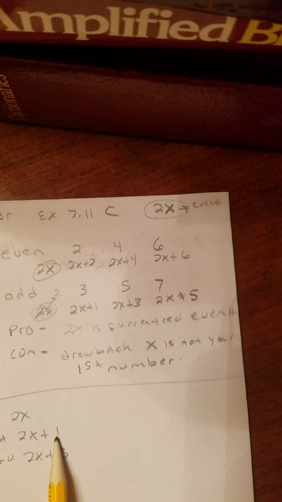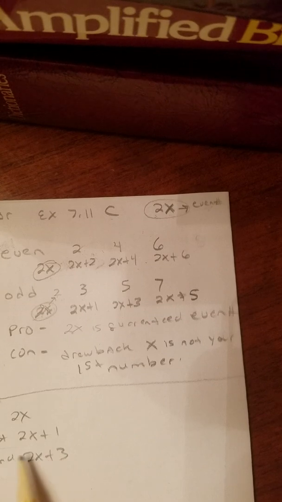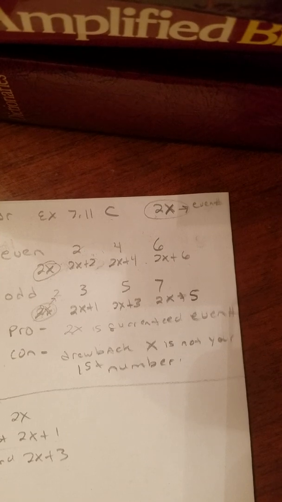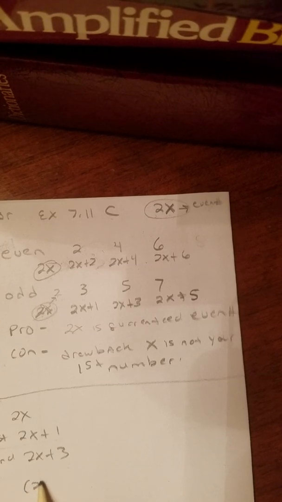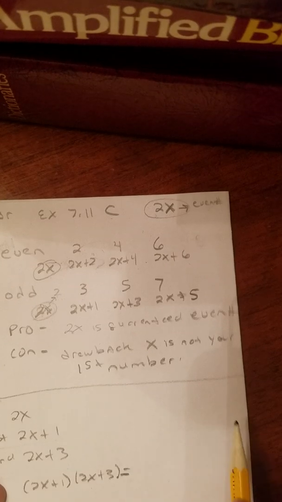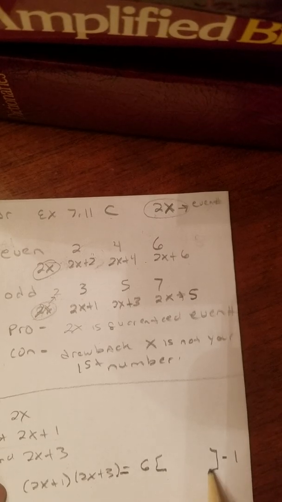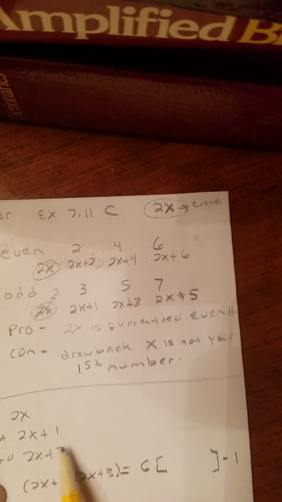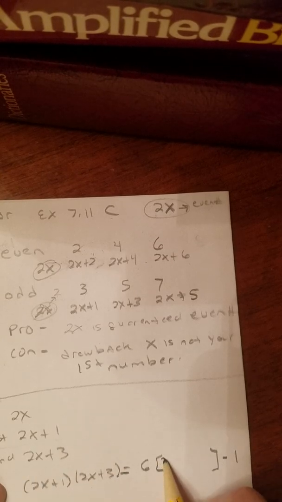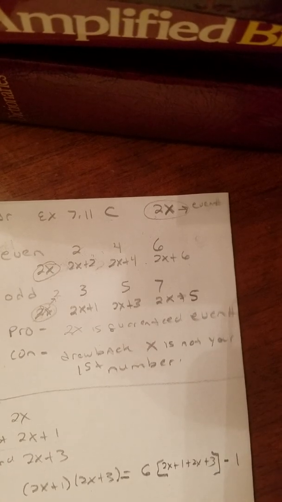So as you can see, this is our first odd and our second odd. It has nothing to do with the x. So here is a representation of the first and the second consecutive odd integer. It says whose product is, all right, so we're going to take the product, 2x plus 1 times 2x plus 3, is 1 less than 6 times the sum. So I'm going to add these together, right? So that would be 2x plus 1 plus 2x plus 3. And now we're going to simplify.